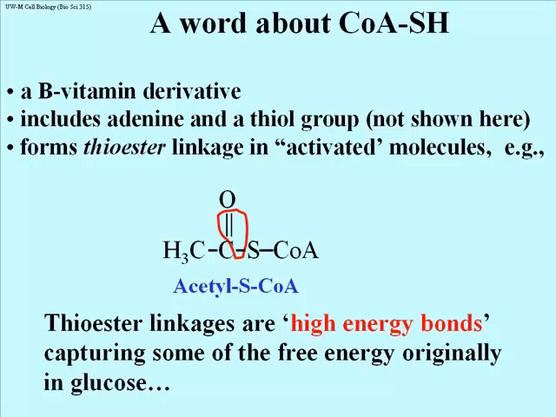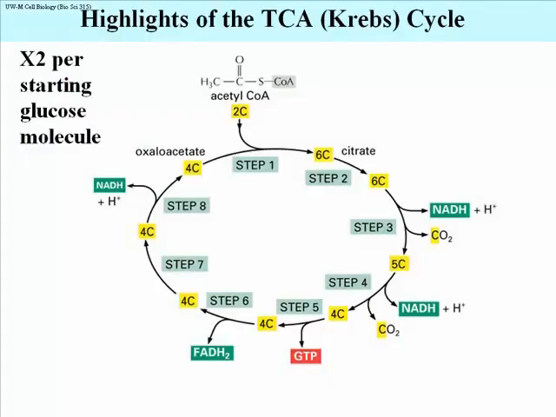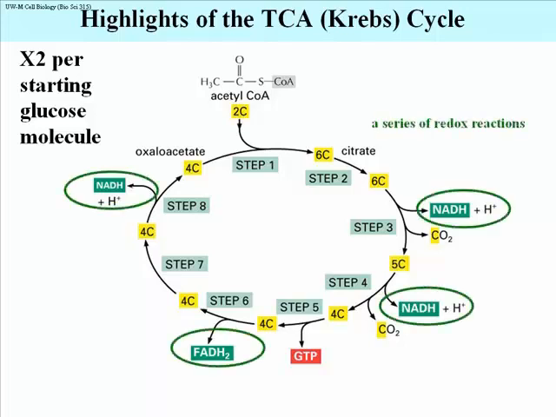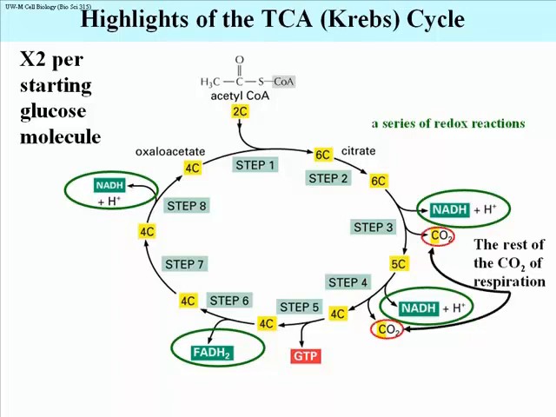So the thioester linkage in acetyl coenzyme A has now captured, at least for the moment, some of the free energy that was originally in the nutrient glucose way at the top of glycolysis. Let's take a look at the highlights of the Krebs cycle. Remember, this whole cycle, everything you see here, happens twice per starting glucose molecule. It is a series of reactions of which 4 are redox reactions. And take a look. During that cycle, 2 more carbon dioxides come off. For 2 turns of the cycle, that's 4 of them. That represents the rest of the carbon dioxides that come off of respiration.